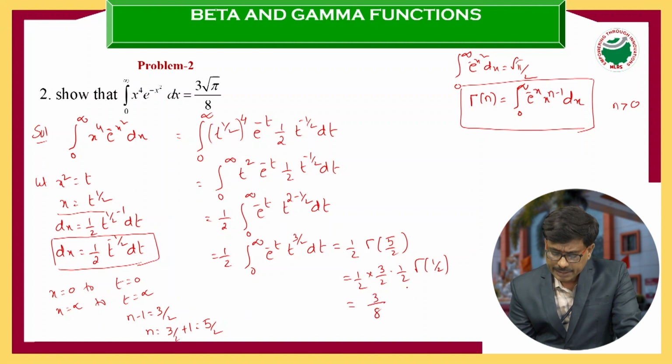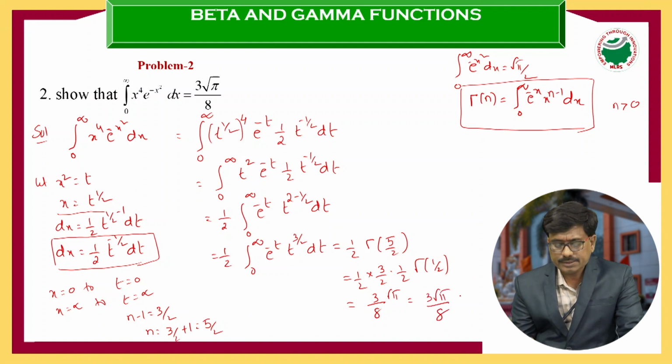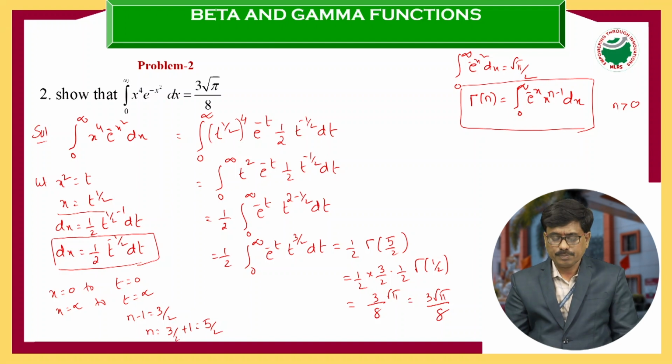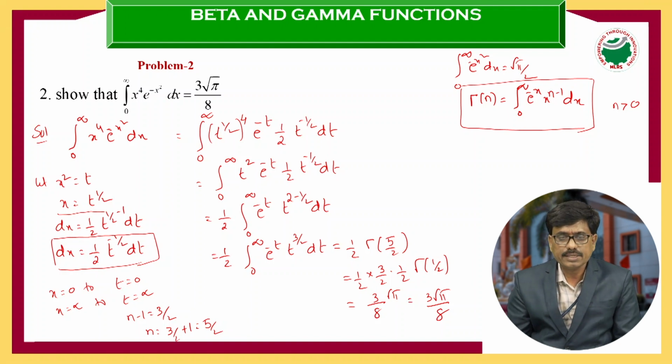Therefore, 3 by 8 into gamma of 1 by 2, how much? Root pi. Therefore, 3 root pi by 8. This result becomes 3 root pi by 8. Now, I hope you understand the concept.